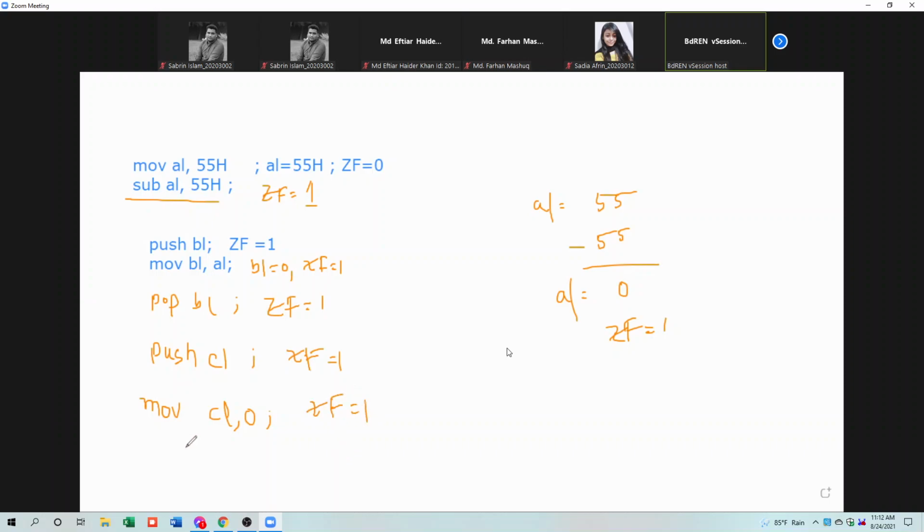Now after that, we are going to perform another operation, that is increment CL. What is the increment operation? 1 will be added to the value of CL. Before this operation, CL equals 0. Right? And now if we add 1 to 0, what will be the result? 0 plus 1 equals 1. So the result of this arithmetic operation is not 0. That's why the value of the zero flag register will be 0. Is that clear?